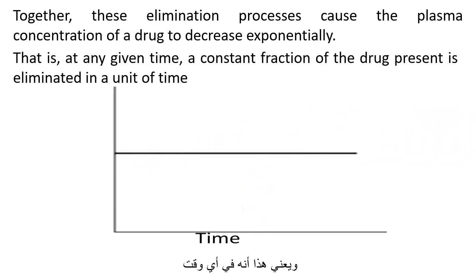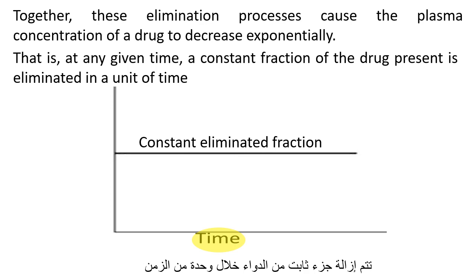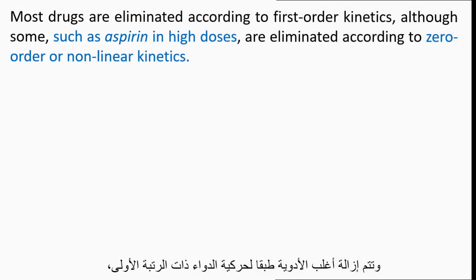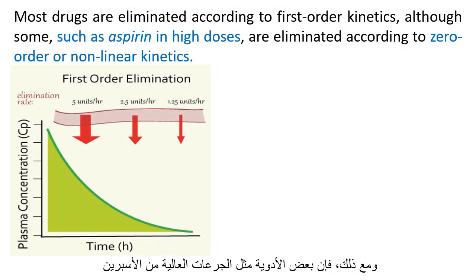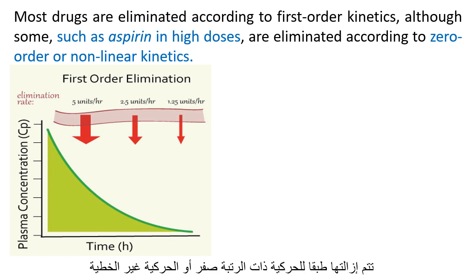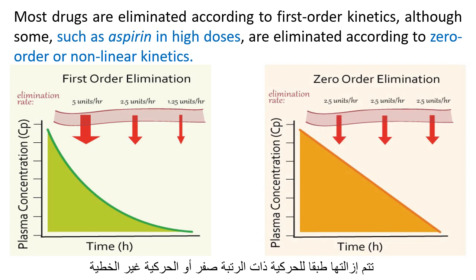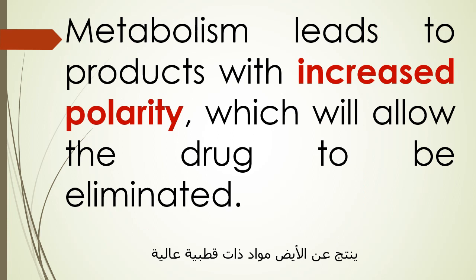That is, at any given time, a constant fraction of the drug present is eliminated in a unit of time. Most drugs are eliminated according to first-order kinetics, although some, such as aspirin in high doses, are eliminated according to zero-order or non-linear kinetics. Metabolism leads to products with increased polarity, which will allow the drug to be eliminated.